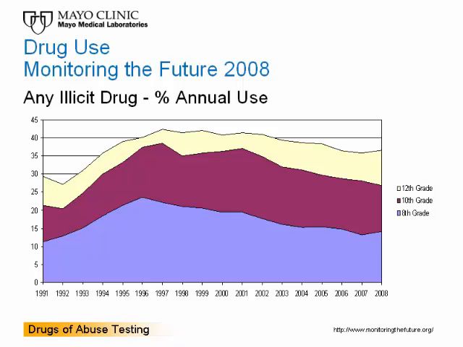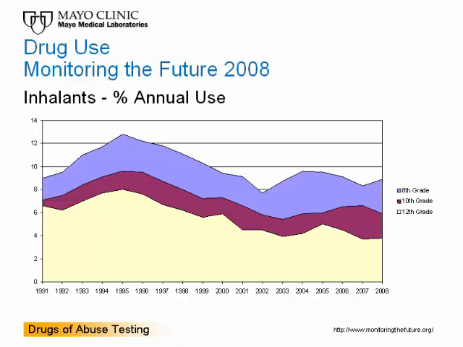If you compare it to the early 1990s, the actual prevalence of illicit drug use has gone up in just about all of the different grade levels. Now, this is a different category. This is inhalants. So these are things like gasoline, glue, paint thinner, those kinds of things.